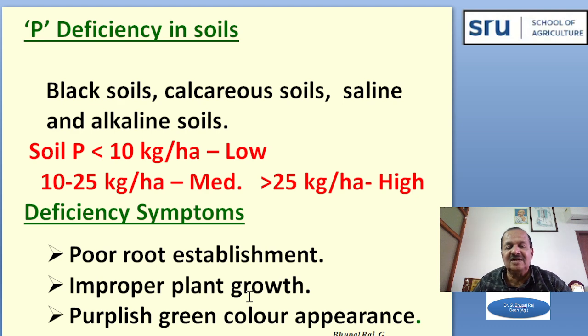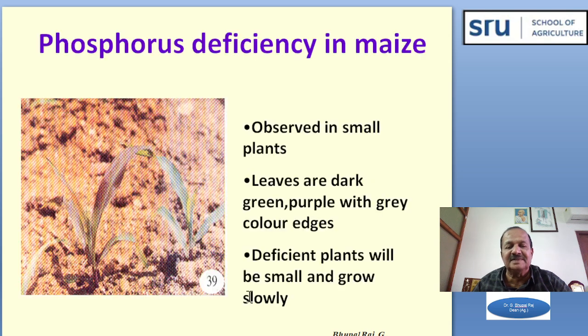So the deficiency symptoms, I already told you: poor root establishment, and because of the poor root establishment, improper plant growth, and purple-green color appearance are the main important symptoms. This is the phosphorus deficiency symptom in maize. It is observed in small plants when they are young, and leaves look dark green, but purple with gray edges. You can see here this purple color of the leaf with all edges purple. The deficient plants look very small and they will grow very slowly.